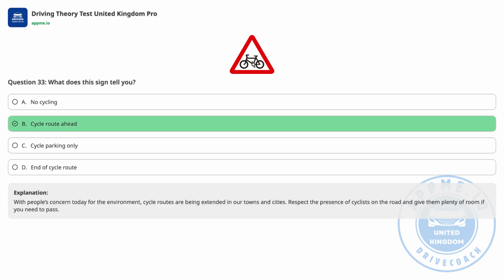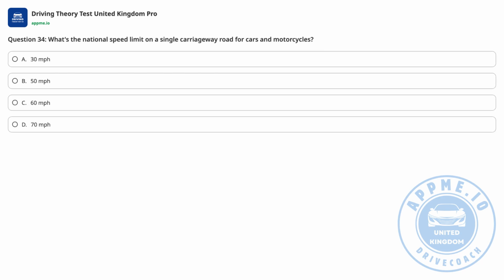The correct answer is B. Question 34. What's the national speed limit on a single carriageway road for cars and motorcycles? A. 30 miles per hour. B. 50 miles per hour. C. 60 miles per hour. D. 70 miles per hour.